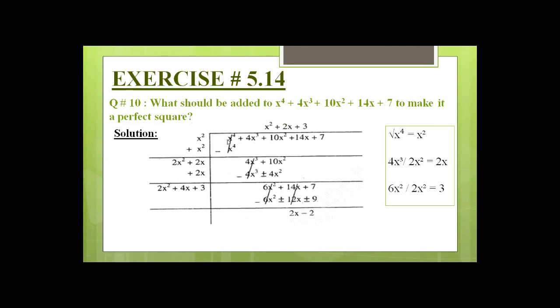First consider term number 1, that is x4. What is the square root of x4? The square root of x4 is x square. So we write x square 3 times: 1, 2, 3. Okay, and here on the left hand side, add. When you add x square with x square, the coefficients 1 plus 1 give 2x square. Okay, and then here write two terms together, that is 4x cube plus 10x square.